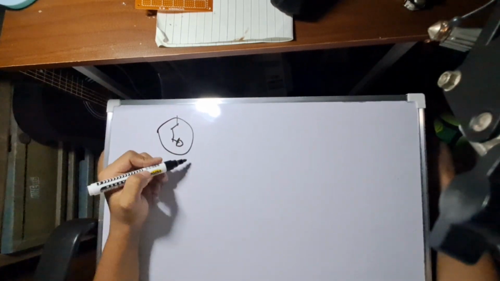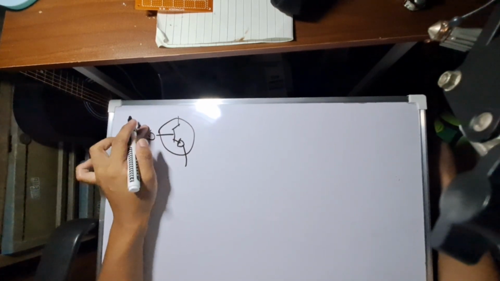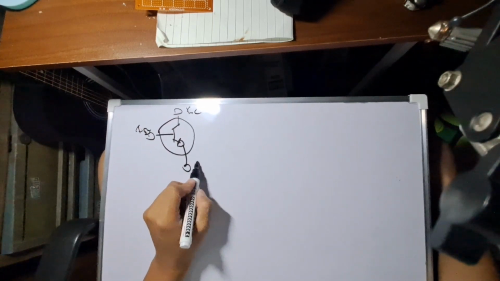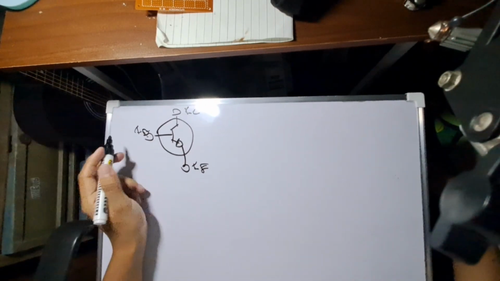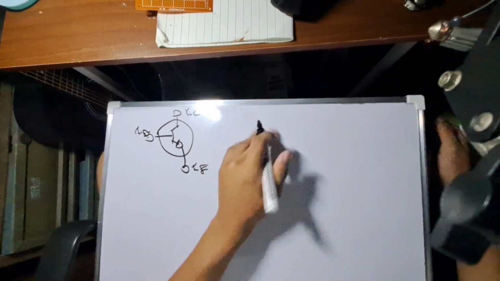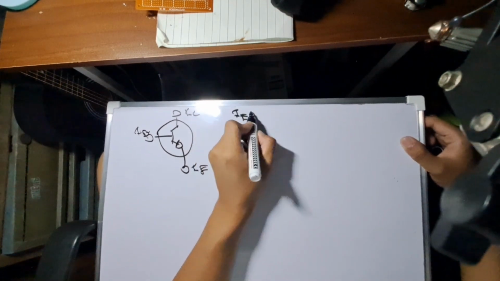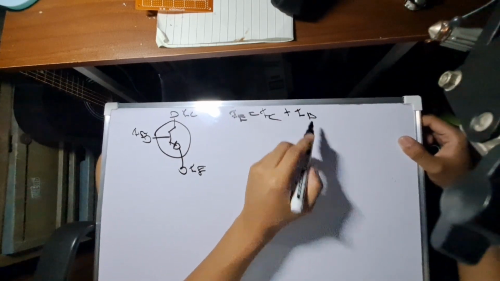Two types of transistor. This is an NPN. Let's denote this as IC, IB, and IE. So, ang NPN, papasok si IB and IC, palabas kay IE. Therefore, we can denote at KVL: IE is equals to IC plus IB.